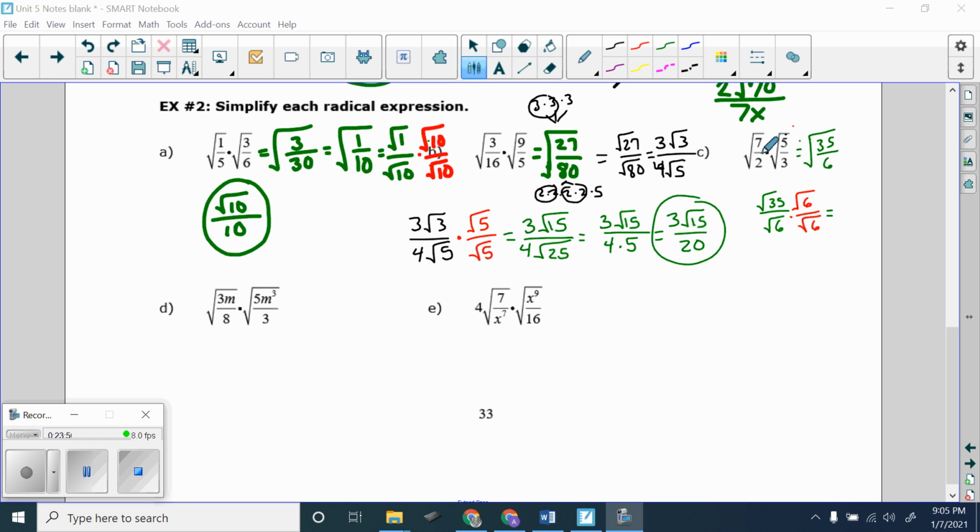All right, so I multiplied them together. I had 35 over 6. That cannot be simplified, so I separated it and then multiplied by the denominator over itself to rationalize the denominator. So the top becomes the square root of 210. The bottom becomes the square root of 6 times the square root of 6, which is square root of 36, which comes out as a 6. And then the 210, we can go ahead and check it out. I think it's 7 times 3 times 2 times 5. So there are no pairs. So that's your final answer.